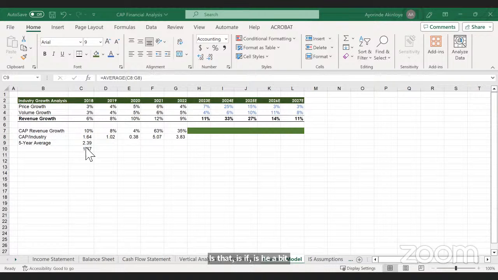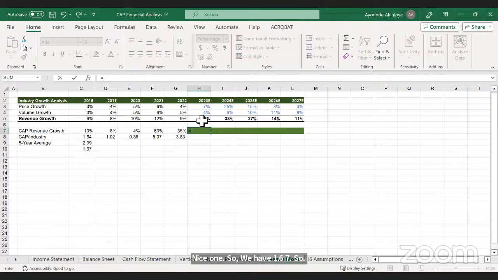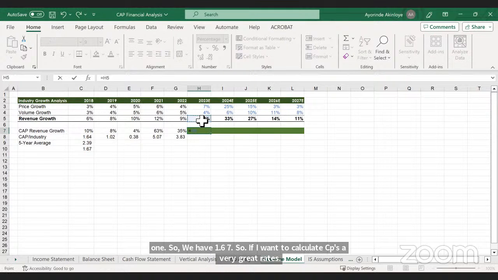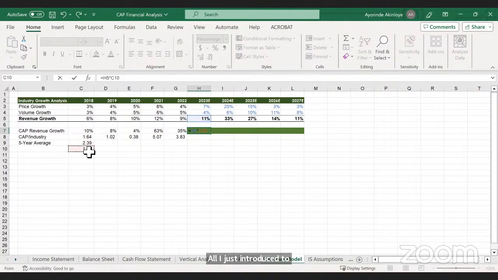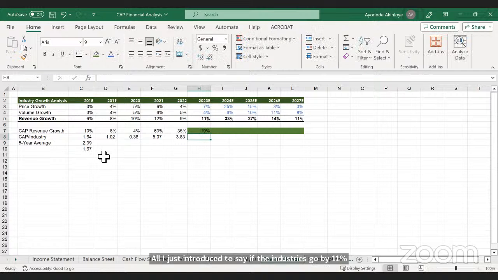Nice one. So we have 1.67. If I want to calculate CAP's revenue growth rate, all I need to do is say, if the industry is growing by 11%, CAP will grow 1.67 times faster than the industry. So I lock it and I just drag across. My estimation is that CAP's revenue will grow by 19% in 2023, 54% in 2024, and so on and so forth.